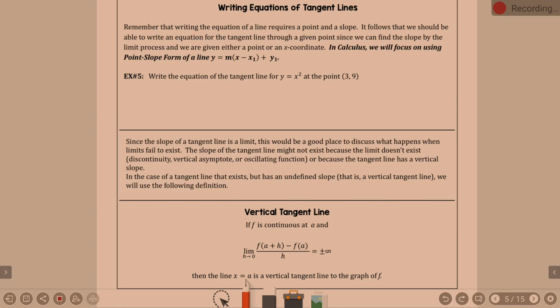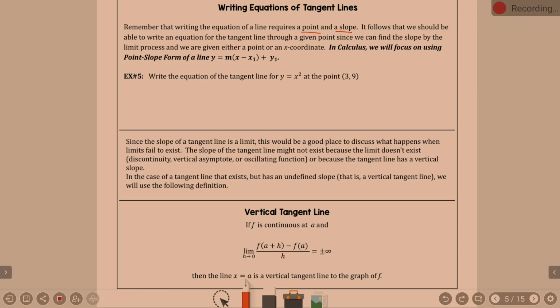Writing equations of tangent lines. Remember that writing the equation of a line requires a point and a slope. It follows that we should be able to write an equation for the tangent line through a given point, since we can find the slope by the limit process, and we are given either a point or an x-coordinate.